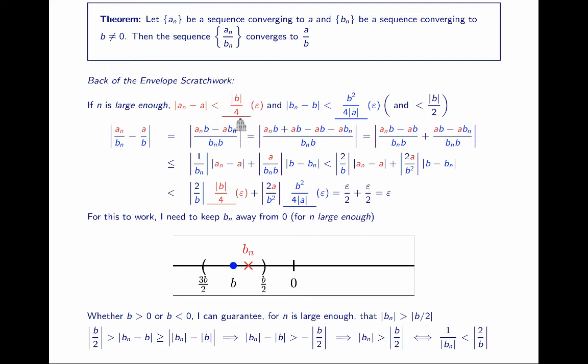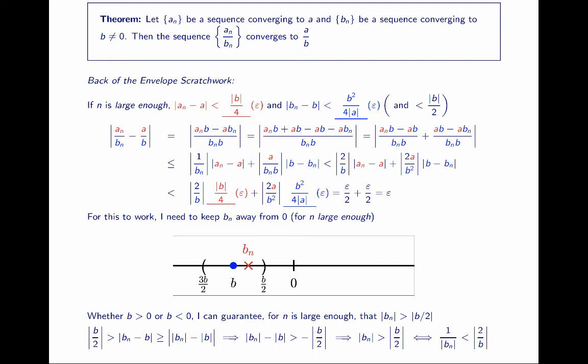I've filled in the blanks. a_n minus a has to be this close, b_n minus b has to be this close. Now, it also has to be this close in order to give me this result down here. So now that I have this back of the envelope scratch work, now I can put together a formal proof, right? Now I know how to slot and bound everything just right so that I get exactly the result that I need.